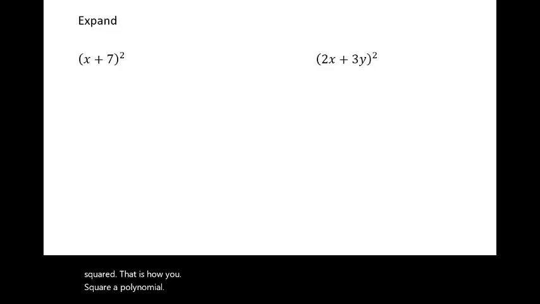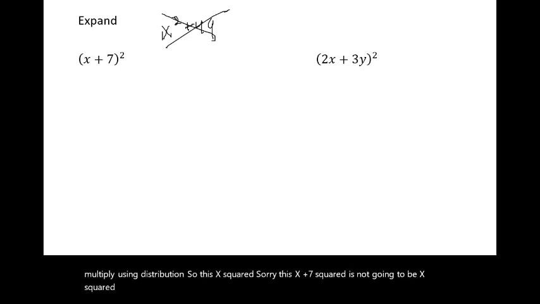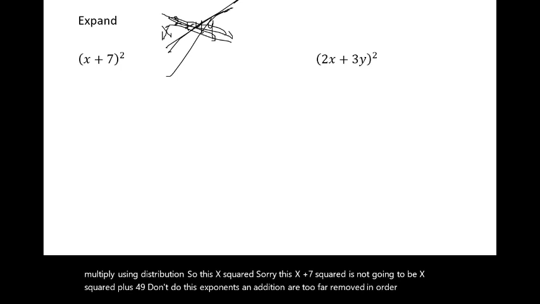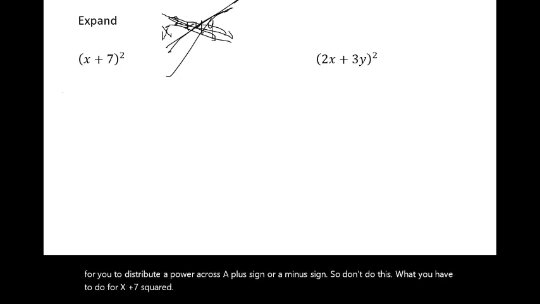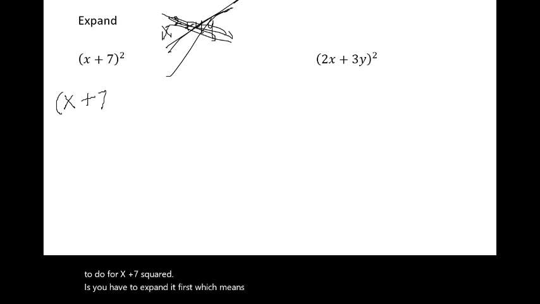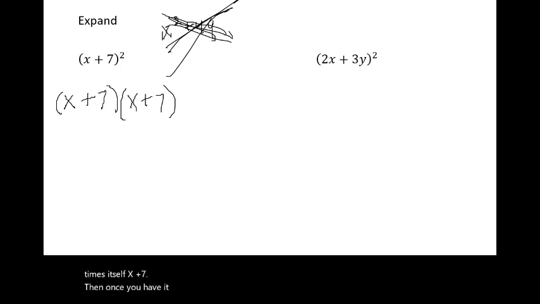To multiply either of these, you have to expand them first and then multiply using distribution. So this (x plus 7) squared is not going to be x squared plus 49. Don't do this. Exponents and addition are too far removed in order of operations for you to distribute a power across a plus sign or a minus sign. What you have to do for (x plus 7) squared is expand it first, which means writing it as repeated multiplication: (x plus 7) times itself, (x plus 7).